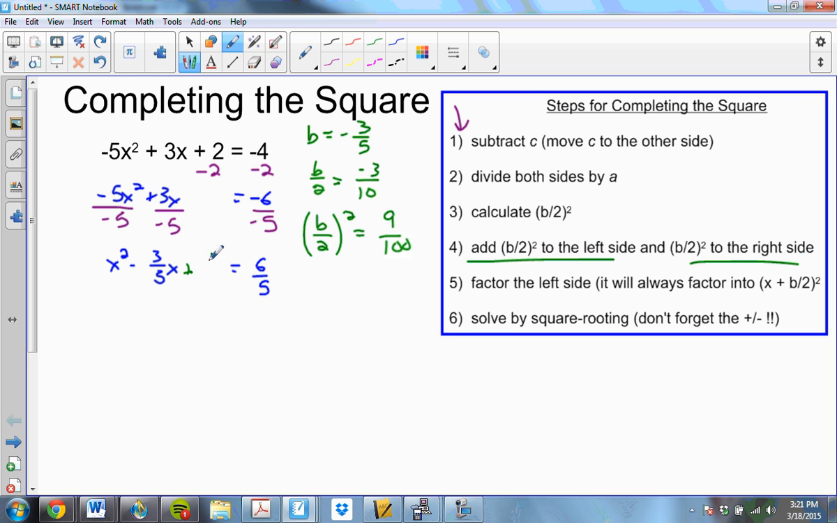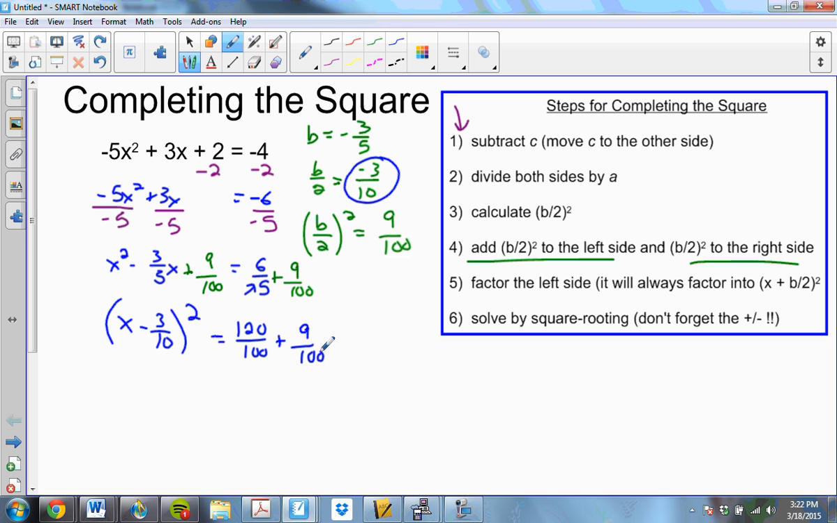I'm going to add 9/100ths here, add 9/100ths here. Now the left side can factor. This completing the square process guarantees that the left side will factor into x and b over 2. Well, b over 2 is negative 3/10, so I can just put a negative 3 over 10 here. Over here on the right side, I need a common denominator. 6 over 5 can become 120 over 100. So I really have x minus 3 over 10 squared equals 129 over 100.